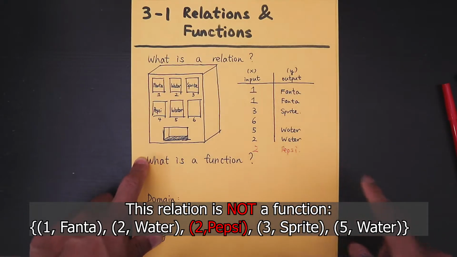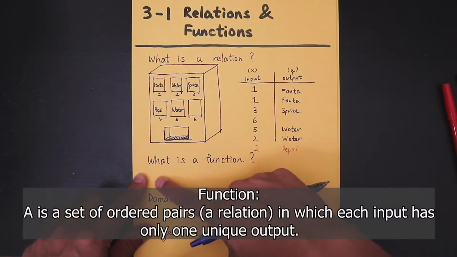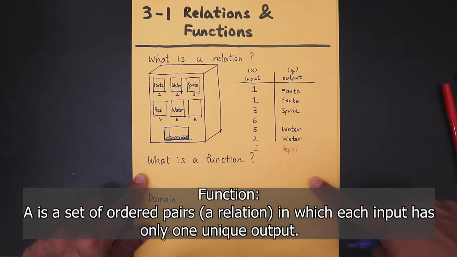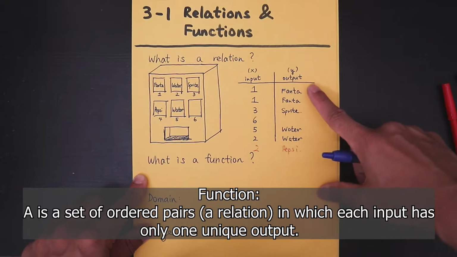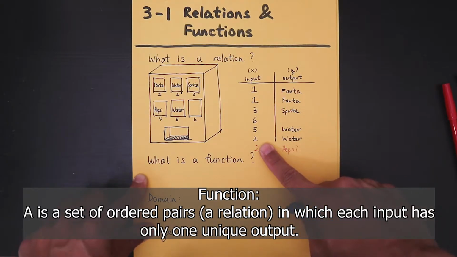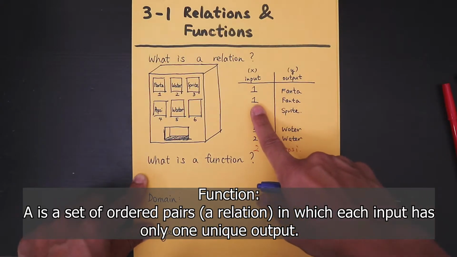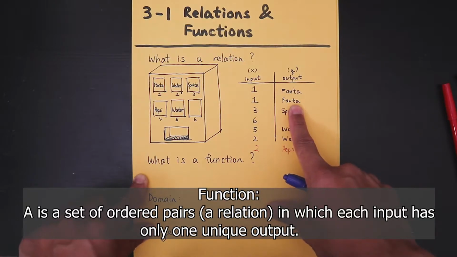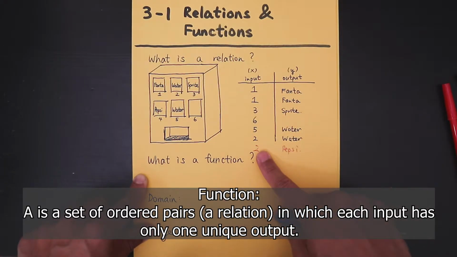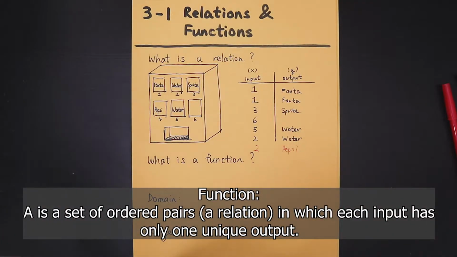So what is a function? I'm going to type it in here. A function is a set of ordered pairs where each input has only one unique output. That means if I press the 2, I better only get one thing, which is water, nothing else but water. If I press the 1, I better get just one thing, nothing but Fanta, right? So if you have one input and somehow you have two different outputs, then it is not a function.